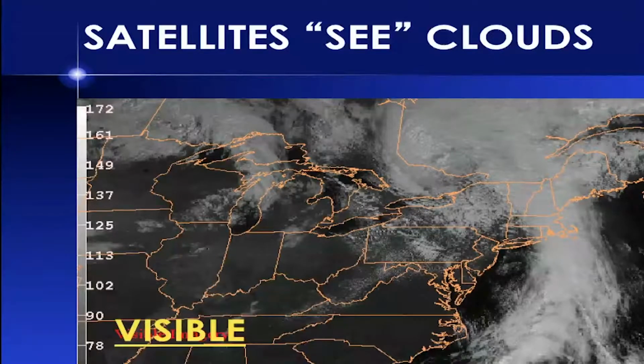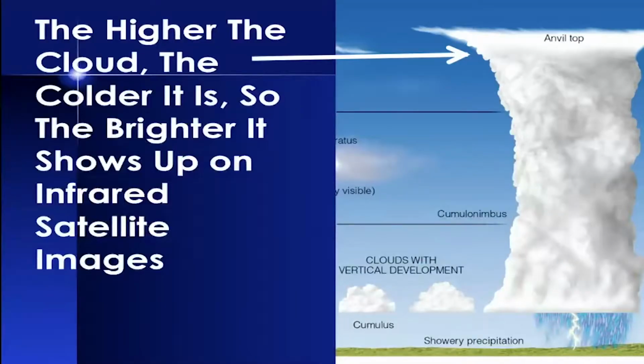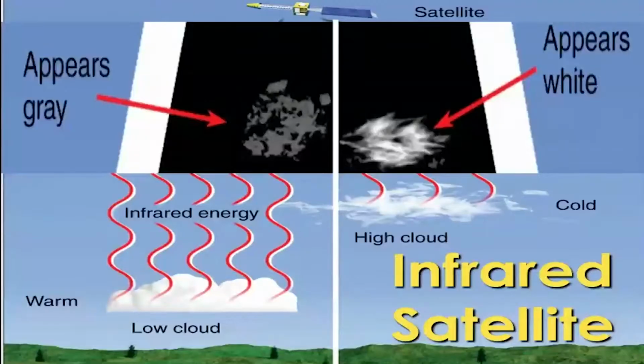So here's another visible satellite image. Now we're going to look at the same picture in the infrared. Those colors that you see are created by a computer to help us see where the higher clouds are. The higher clouds are orange, the lower clouds are blue. And typically where you have those orange colors and thicker clouds, you're going to have heavier precipitation. Okay, the higher the cloud, the colder it is, so the brighter it shows up on the infrared satellite images. It's white on the top. Low clouds appear gray.